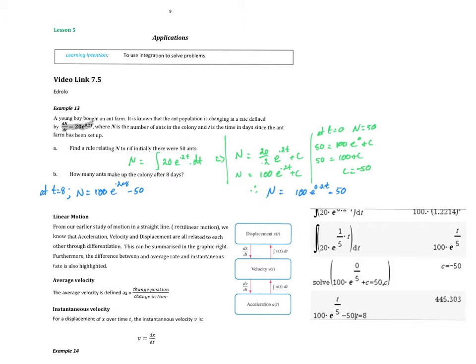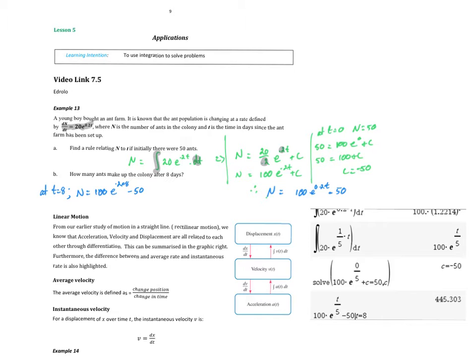If I want to find the relationship for N, I need to anti-differentiate both sides with respect to t, which is what we've done there. Integral of 20 e to the 0.2t dt. Anti-differentiate. What do we do? We do 1 on k, e to the kx. So 1 on 0.2, e to the 0.2t. 20 over 0.2, well, 0.2 is 1/5, and 20 on 1/5 is 100.